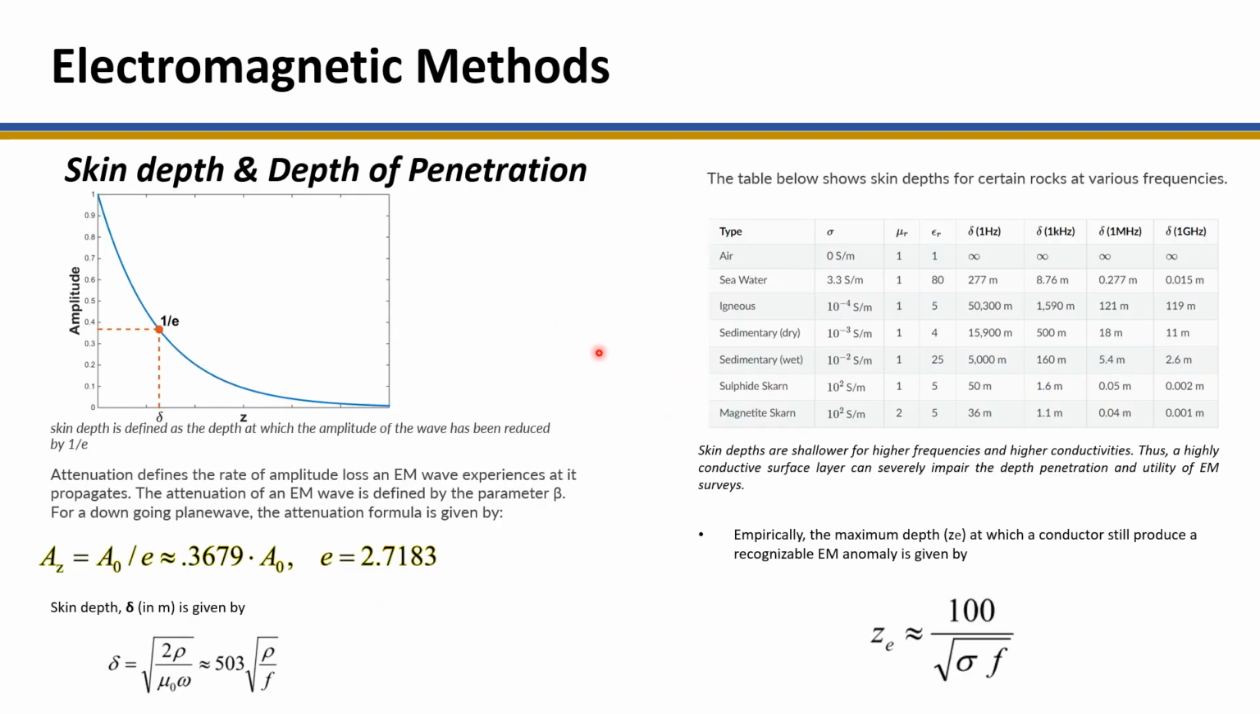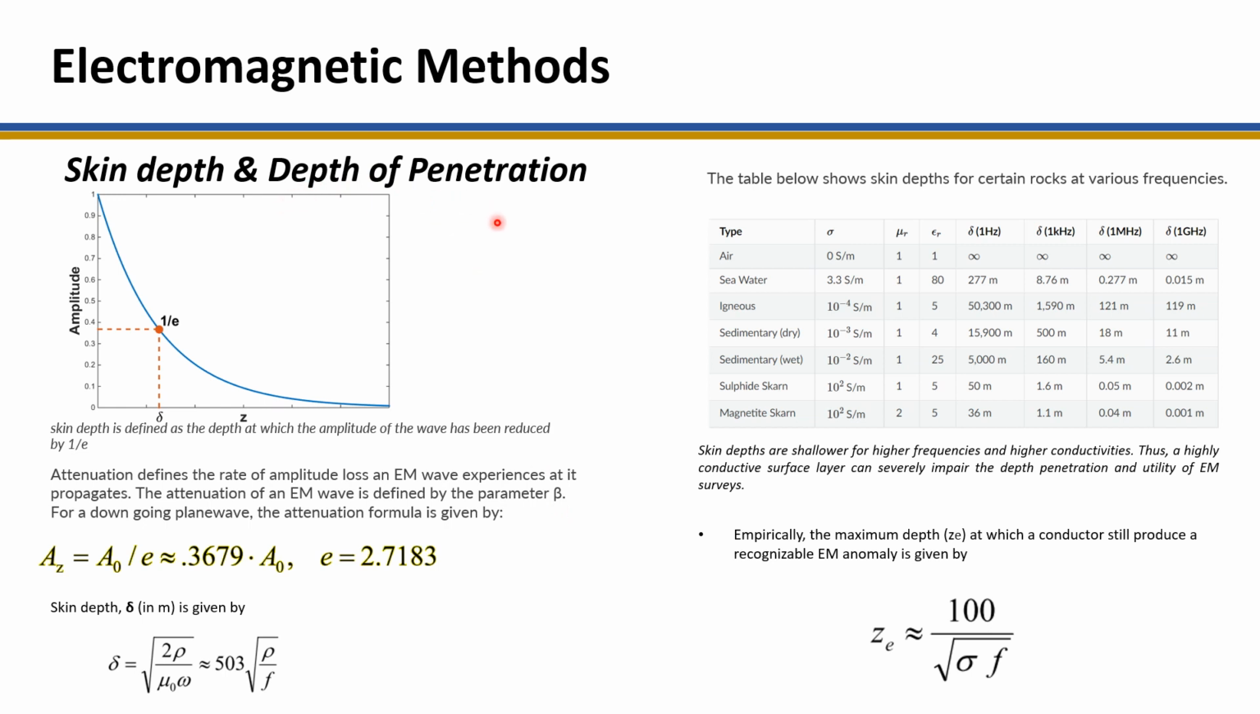The graph here shows the skin depth of a conductor. This is very important because the skin depth is the depth at which the current density has decreased to 1 over e of its value at the surface, or in general around 0.3679, roughly 37%. So the skin depth is important because it is a measure of how deeply an electromagnetic wave can penetrate a conductor. In other terms, it is the depth of penetration.